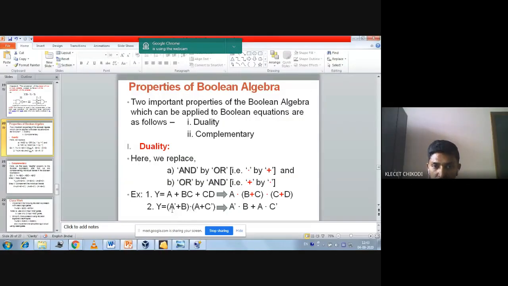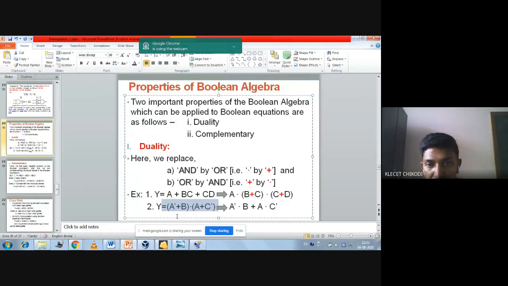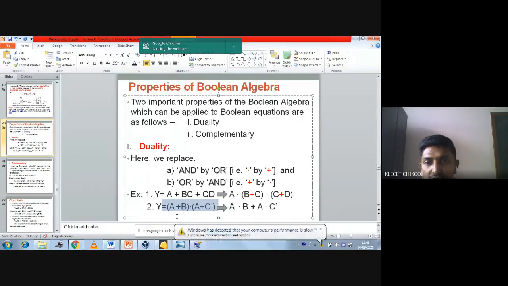Now, similarly with the second example, you can see that here. The second example, y is equal to a dash plus b dot a plus c dash. If you apply the duality property, it will be a dash dot b plus a dot c dash. Is that clear? The duality property.